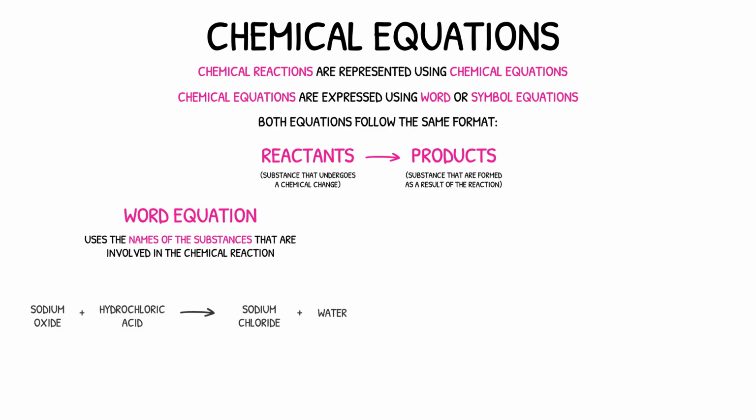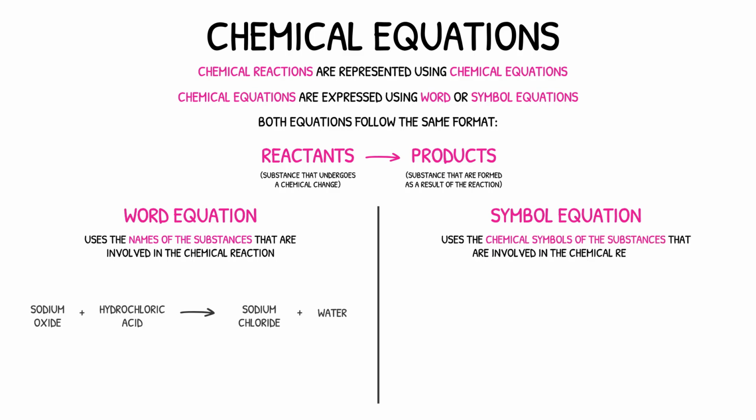In contrast, symbol equations express a chemical reaction using the chemical symbols of the substances involved in the reaction. The symbol equation for the reaction between sodium oxide and hydrochloric acid would look like this. Take note of these small letters that follow the formula for each substance in this equation. These are called state symbols, and they are used in symbol equations to tell us the state a substance is in during a chemical reaction.